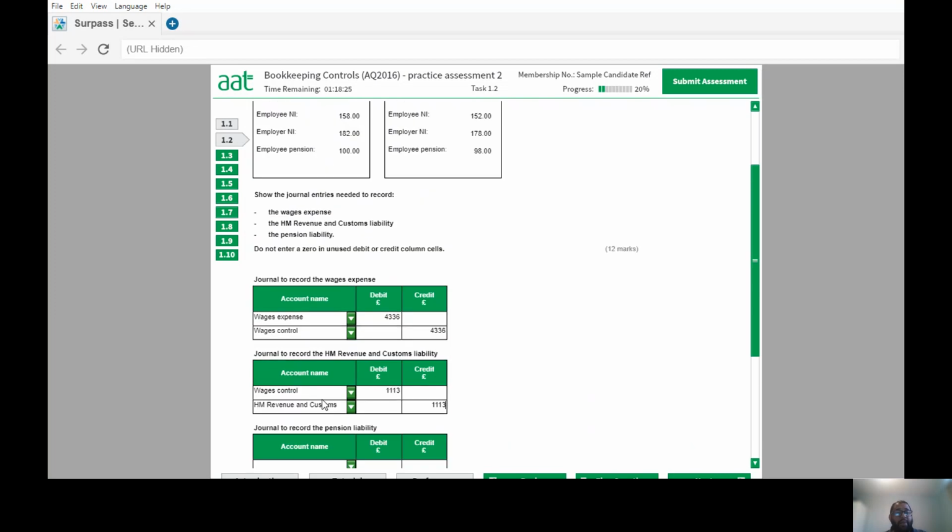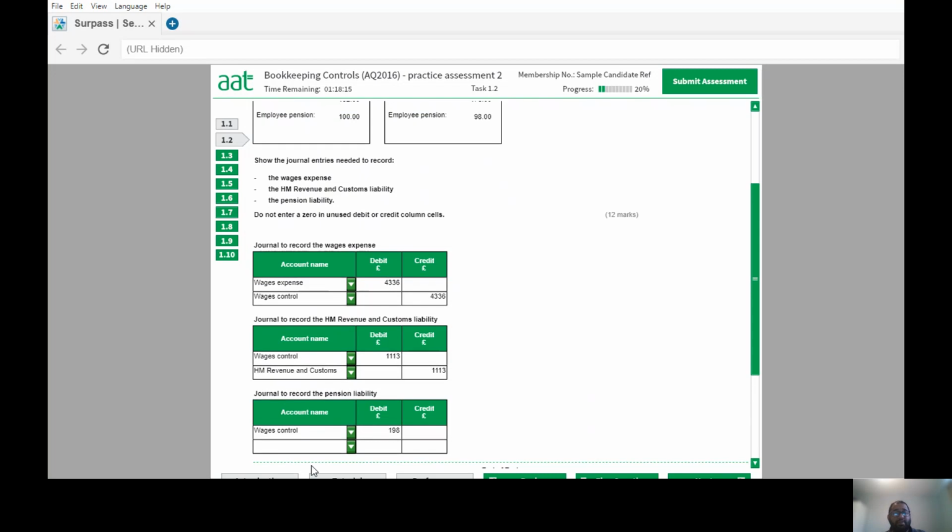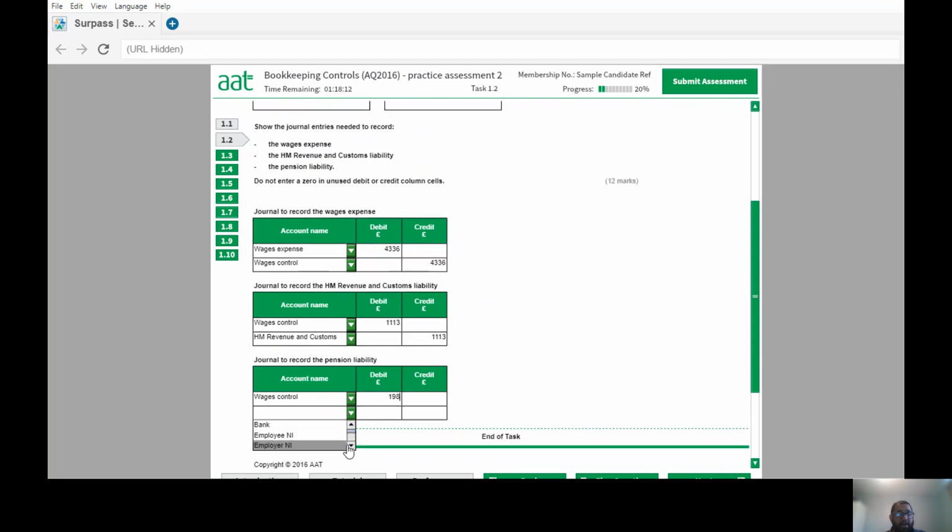And the last one, the pension, is £198. So the wages control account is going to be a £198 debit, and then the pension liability is going to be £198 credit.